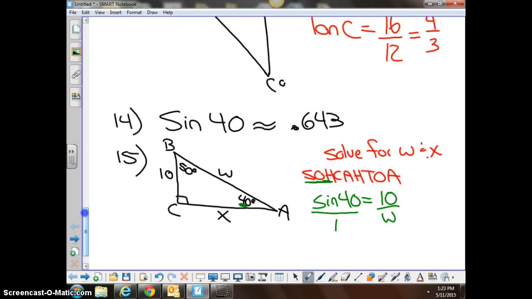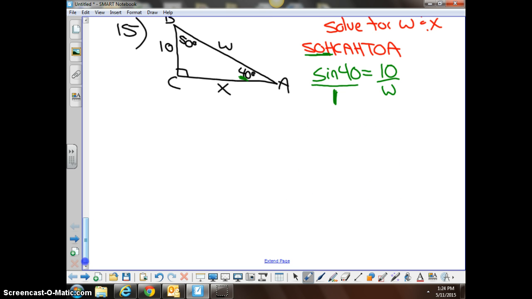Now, just to make things really clear, you don't have to do this, but the sine of 40 is the same as sine of 40 over 1, right? Is there something here that you could do, or something that we've done in the past, think ratios, think proportions, that might help you solve for W? Think cross products, think cross multiplication, think getting the variable alone now. So what am I going to do to solve for W?